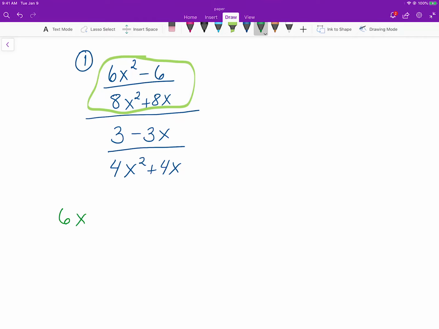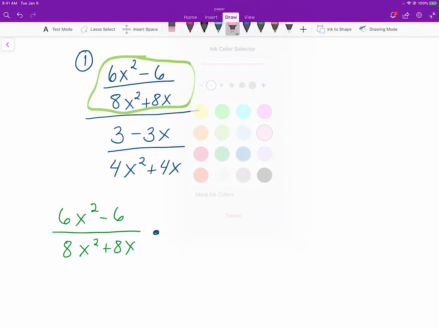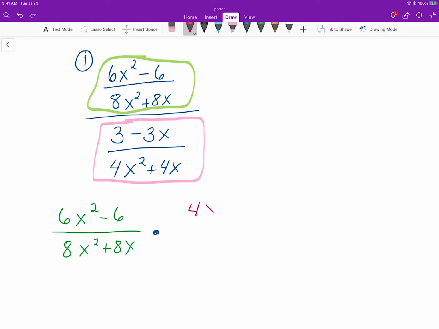This is one technique you can use: over 8x squared plus 8x. Change division to multiplication, and then your denominator, we're going to take the reciprocal of that. A lot of you say keep, change, flip, and that's exactly what I'm doing here. 4x squared plus 4x over 3 minus 3x.